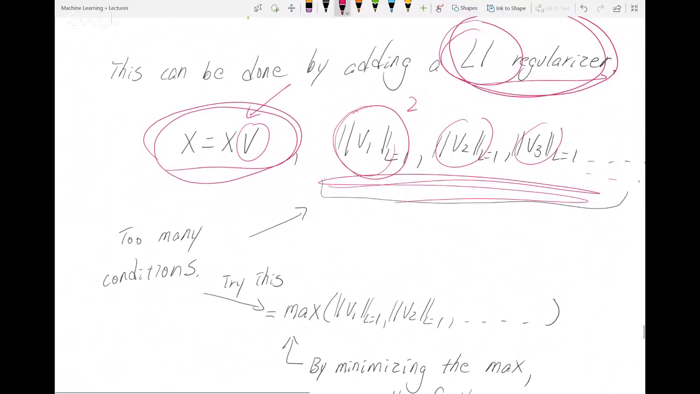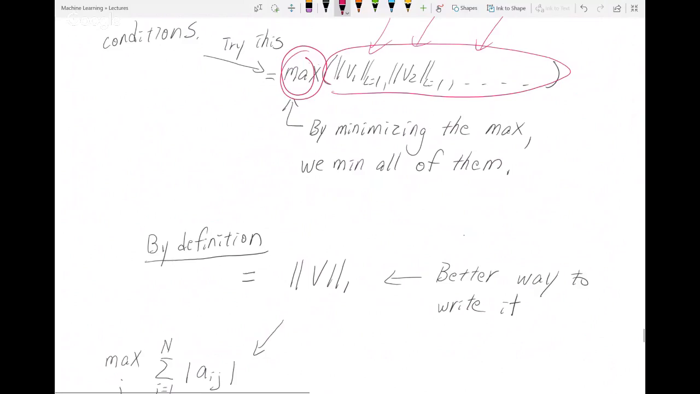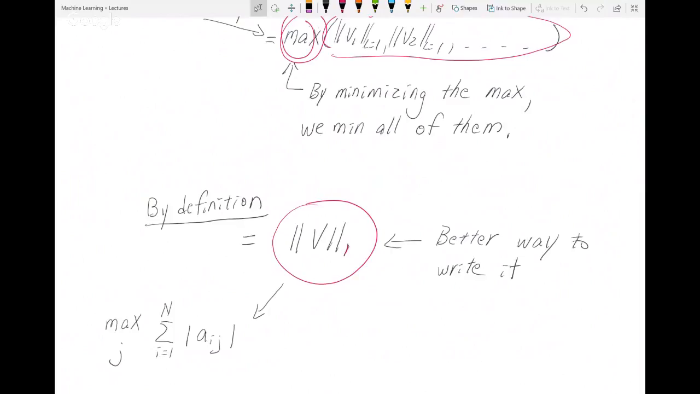But there's just a lot of these, so it's kind of complicated. Instead of minimizing each one of them separately, we could actually just minimize the max of them. Think about it. If you make the maximum of any one of these as small as possible, you are essentially minimizing all of them. Because if the maximum is small, all of them have to be small, right? And by definition, we can rewrite it this way. So this is the L1 norm for the matrix.